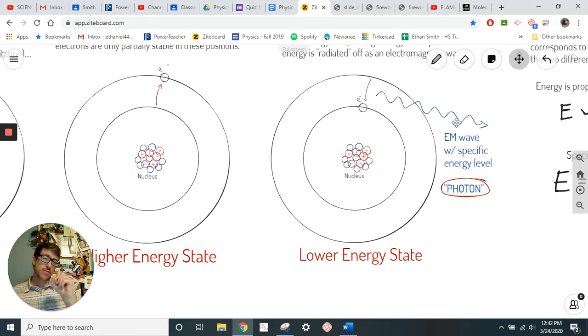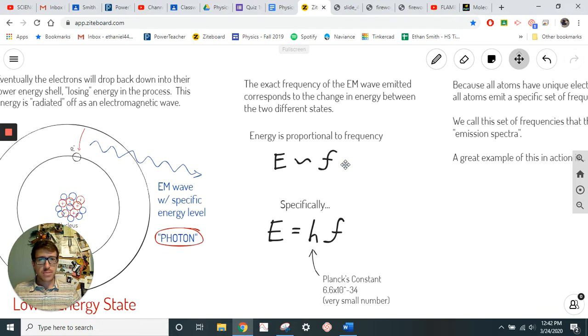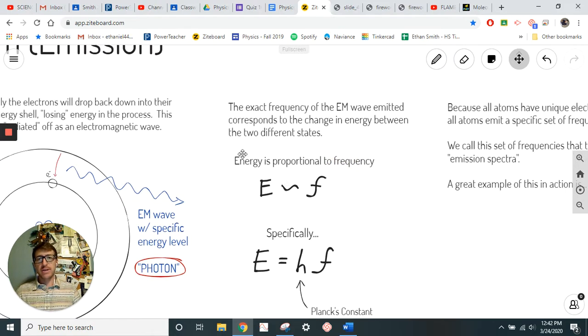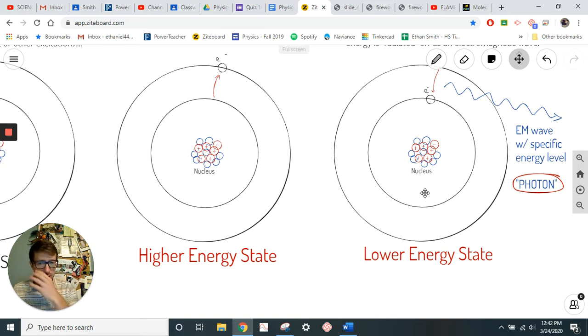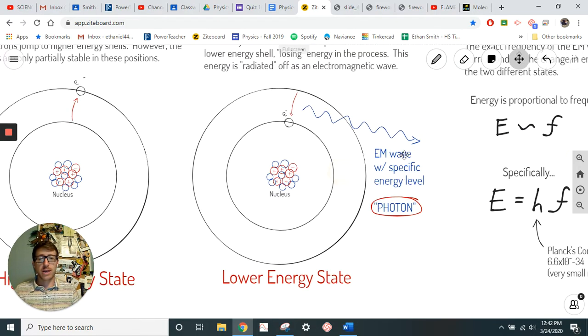Each electromagnetic wave has a specific energy level. So the exact frequency of the electromagnetic wave that's emitted corresponds directly to the change in energy between this high energy state and the low energy state. Just to throw out some numbers, and these wouldn't actually be numbers that you'd see, but let's say in the higher energy state this atom has 5 joules. In the lower energy state, it has 3 joules. What's the difference in energy between those two states? 2 joules. So the electromagnetic wave would have 2 joules of energy.